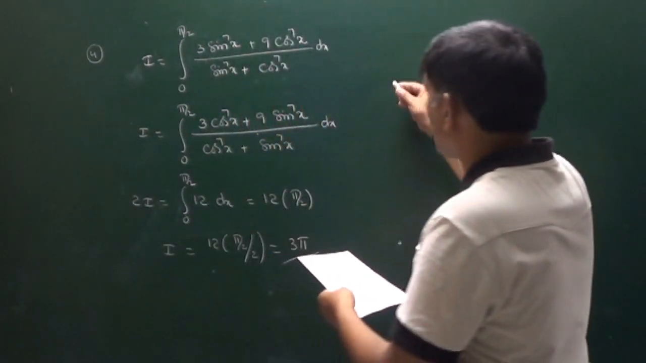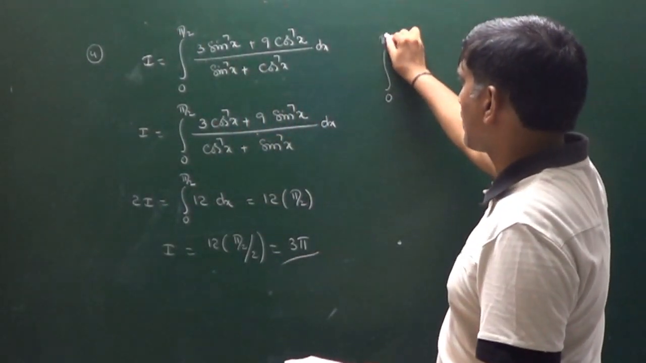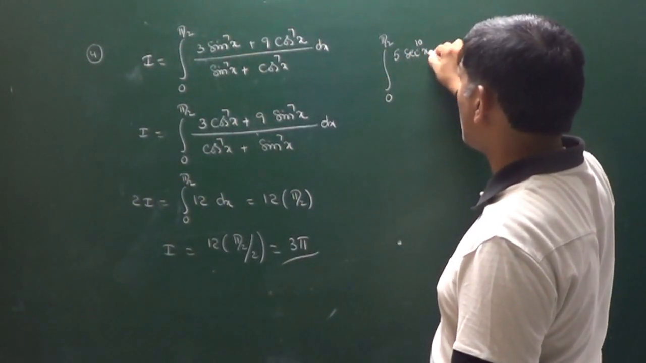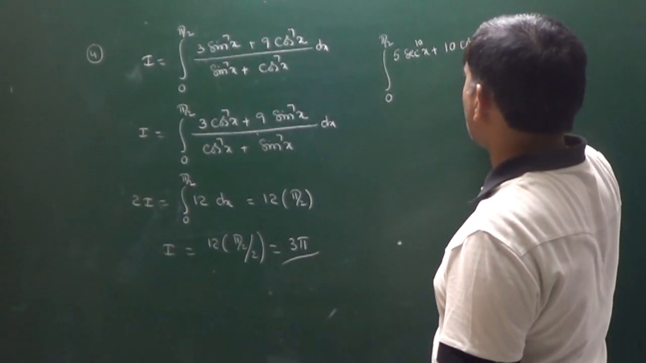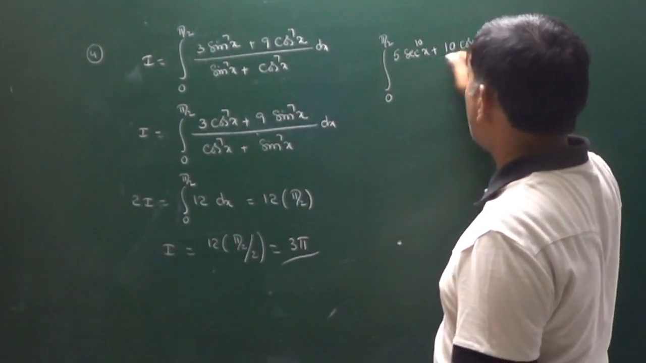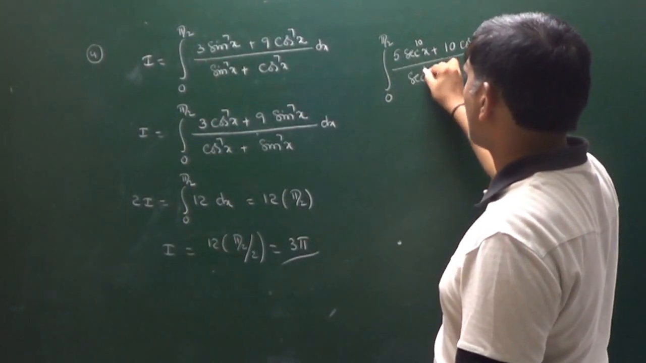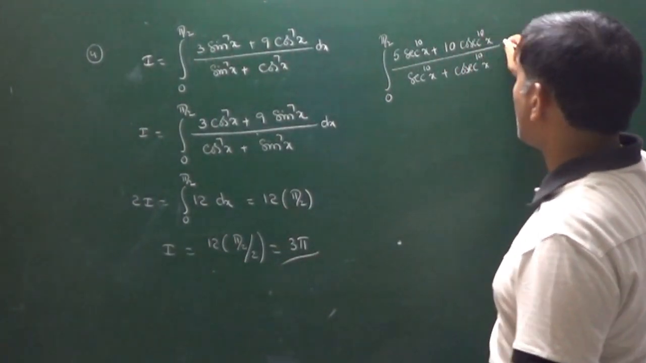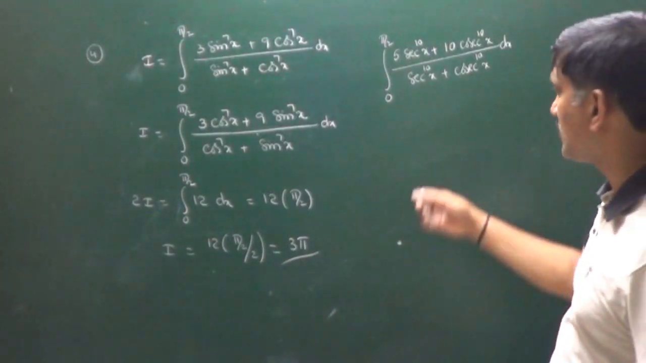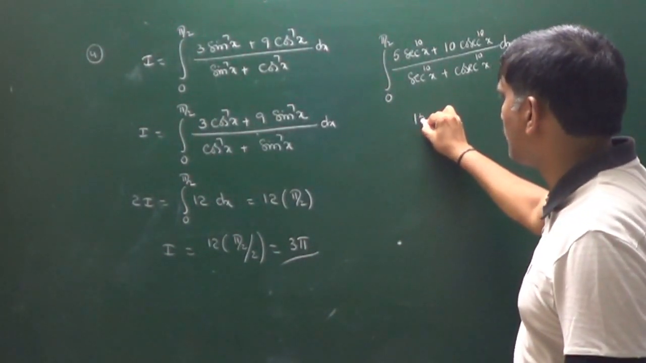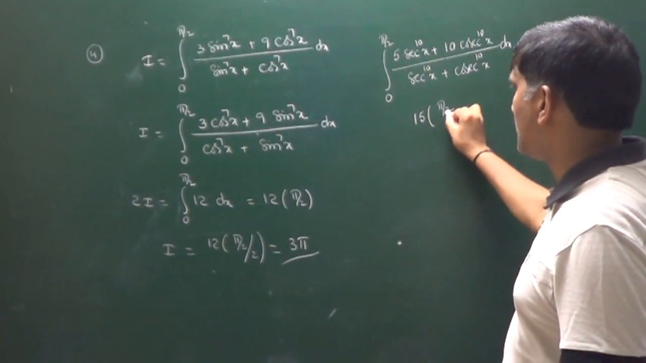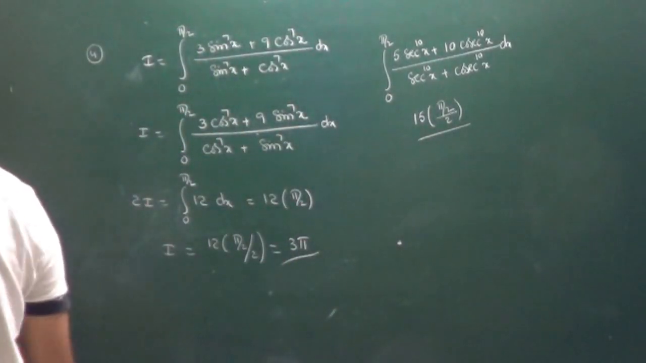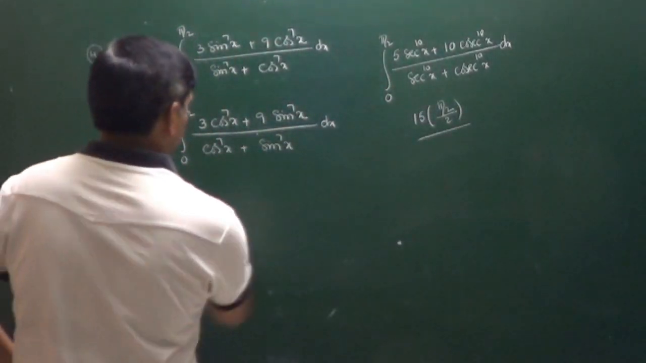Now can you say the answer in this case? Integral 0 to pi by 2, the question is given like this: 5 into secant x whole to the power of 10 plus 10 into cosecant x whole to the power of 10, divided by secant x whole to the power of 10 plus cosecant x whole to the power of 10. Can you tell me what is the answer directly we can write for this? The answer for this is 5 plus 10, which is 15, into upper limit divided by 2. Right? So that is the way to proceed problems based on that particular idea.